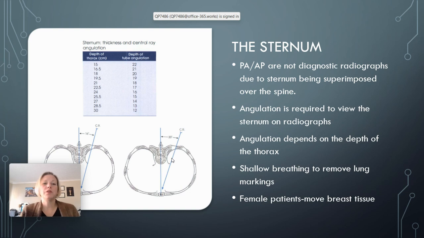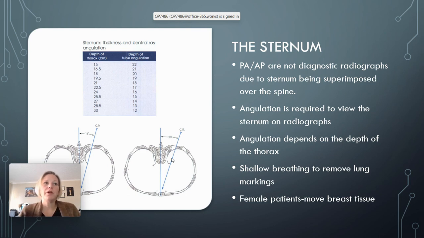So the sternum is a little bit more difficult to radiograph. It has denser thoracic structures, both bony and soft. With the location of the sternum, it's directly anterior to the thoracic spine. So an AP or PA projection provides little or no useful diagnostic information.